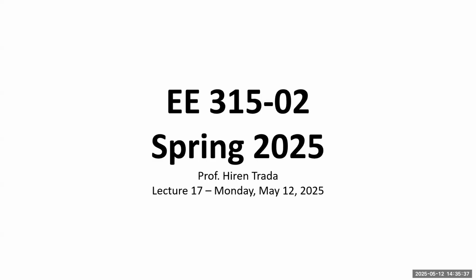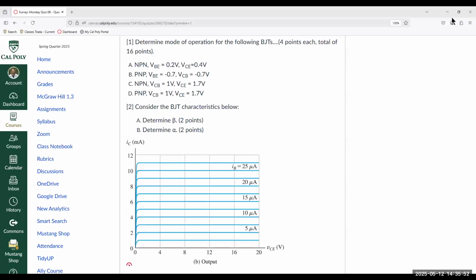Good afternoon. Today we'll continue with our discussion of C amplifiers and BJT applications. So last class we covered the C amplifier with a fixed base bias.